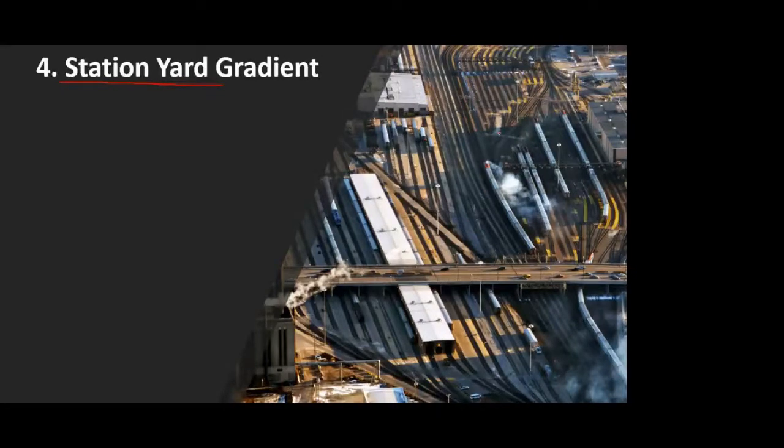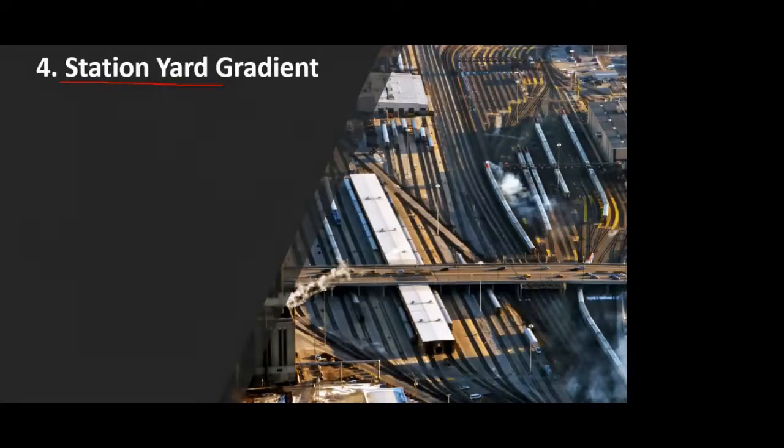So this is the typical photo on your right side of a station yard. You can see a lot of railway tracks converging at some point, and then you have some sheds. In these sheds, the repair works and maintenance work go on. And if the train is not under repair, it is simply parked on one of the railway tracks. So that's a station yard gradient.